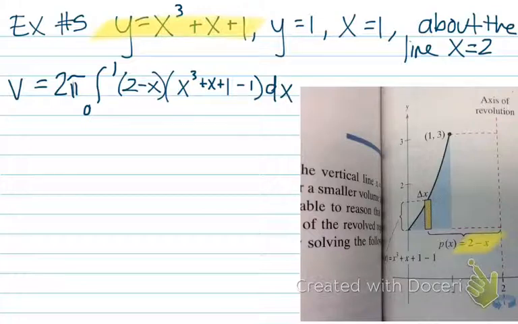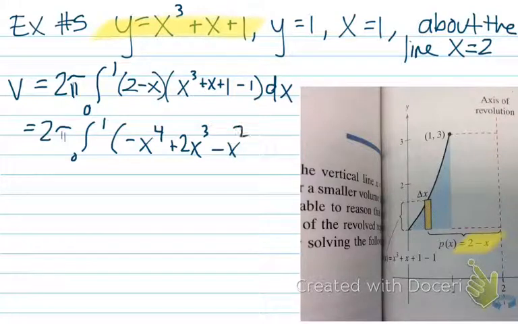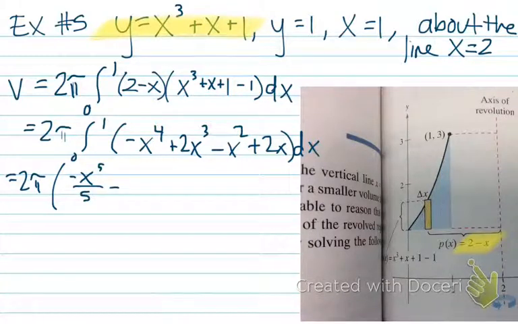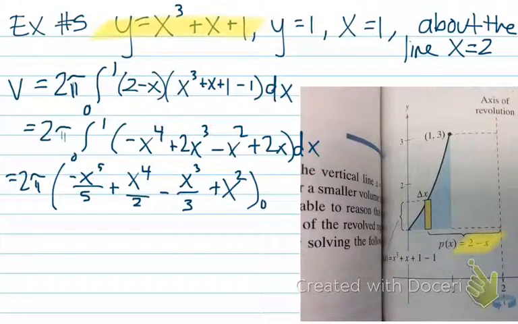dx. So if I simplify all this and multiply it out, I get 2 pi times the integral from 0 to 1 of negative x to the 4th plus 2x cubed minus x squared plus 2x dx. And again, you can verify this. So when I integrate that, I get 2 pi, and then that integrates to negative x to the 5th over 5, plus 2x cubed integrated would be 2x to the 4th over 4, which is x to the 4th over 2, minus x squared integrated is x cubed over 3, and then 2x integrated is just x squared. And that's from 0 to 1.